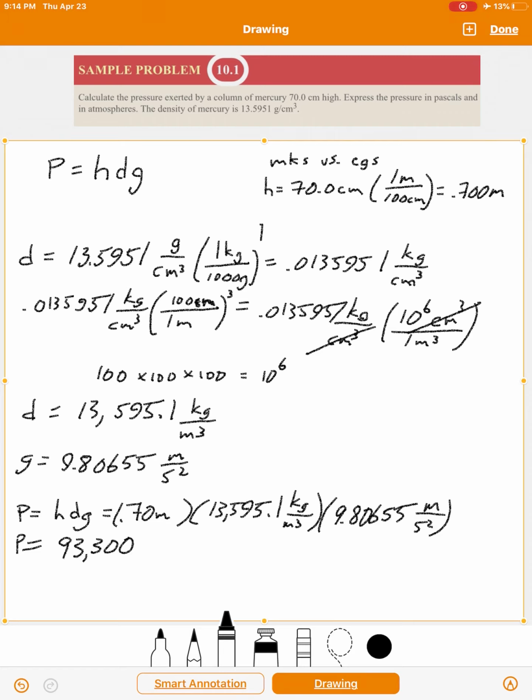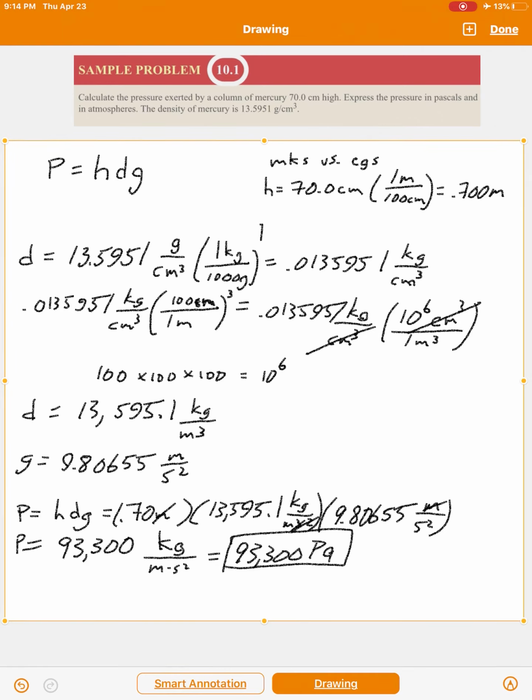What are the units? This meter is going to cancel with one of those to make that a 2. This meter here is going to cancel with another one of the meters, so we just have meters on the bottom. So we have kilograms over meters times seconds squared. That's a Pascal. 1 Pascal is a kilogram per meter second squared.